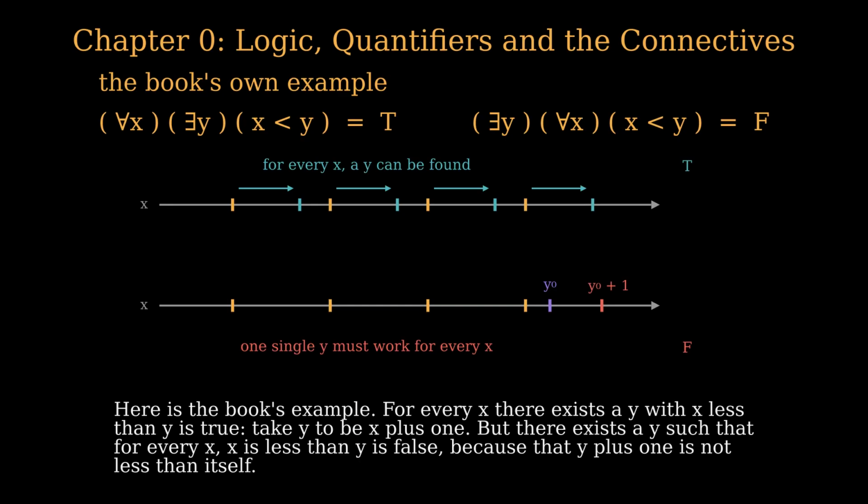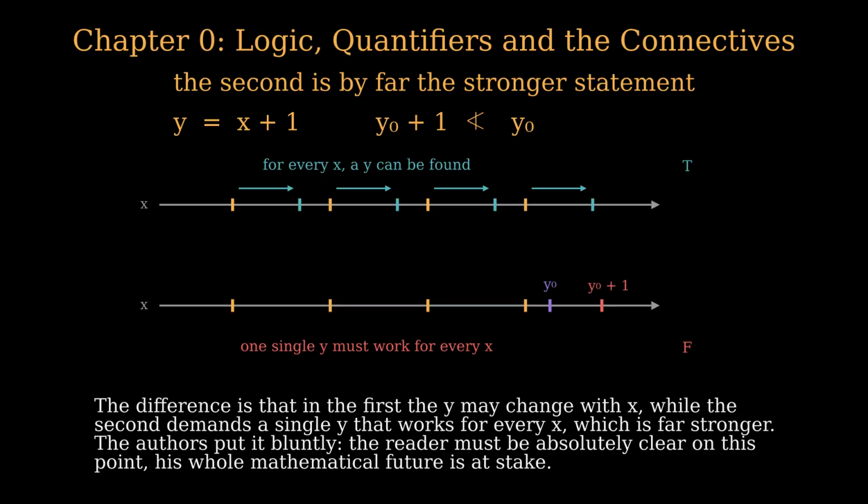Take y to be x plus 1. But "there exists a y such that for every x, x is less than y" is false, because that y plus 1 is not less than itself. The difference is that in the first the y may change with x, while the second demands a single y that works for every x, which is far stronger.